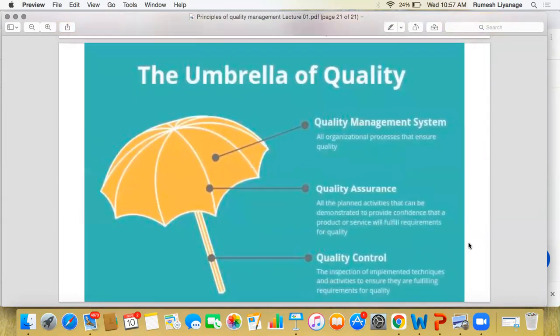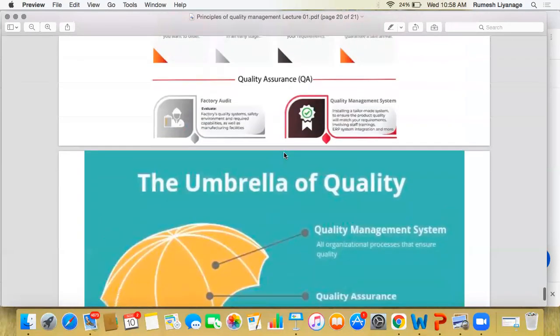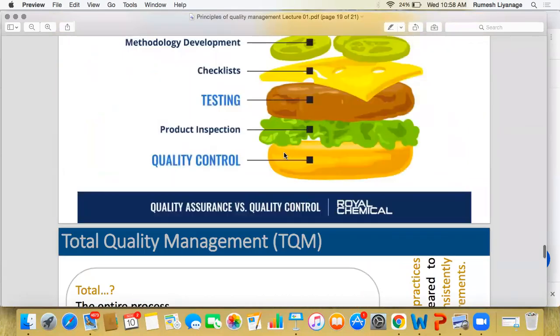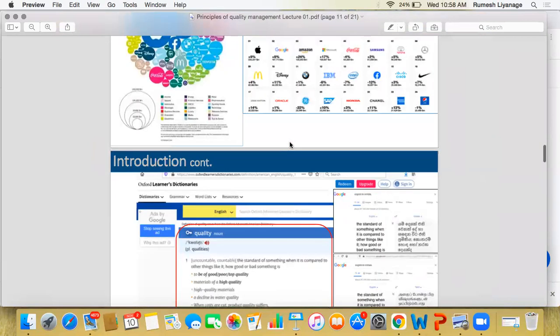And in this umbrella you can also see the important parts. It's the quality management system, the entire one. And quality assurance is the metal parts of this umbrella. You can't design this umbrella without this part and this handle, quality control. So the quality management system is actually a result of quality assurance and quality control. This is a very good example for that. I hope you got the point and it's very clear to you regarding quality management.